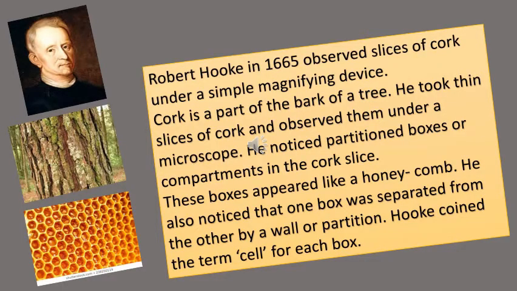Robert Hooke in 1665 observed a slice of cork under a simple magnifying device. Cork is a part of the bark of a tree. He took thin slices of cork and observed them under a microscope. He noticed partitioned boxes or compartments in the cork slice. These boxes appeared like a honeycomb. He also noticed that one box was separated from the other by a wall. Hooke coined the term cell for each box.